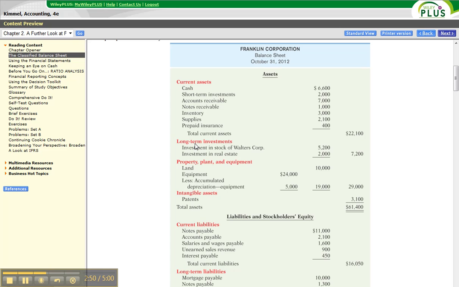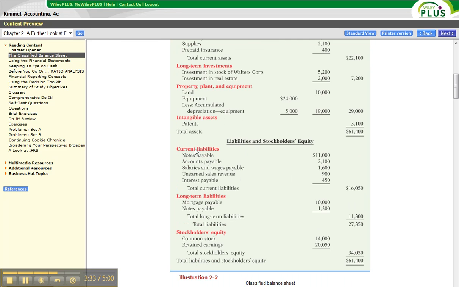So after current assets come long-term or long-lived assets, long-term investments. Again, these are stocks and bonds or real estate or whatever a company's investing in, but the key is these assets are not used in the business itself. They're simply ways for a company to invest their excess cash. Property, plant, and equipment are long-lived assets that are used in the business. So land, equipment. We'll get into what accumulated depreciation is later. Patents and lots of other examples of intangible assets exist too. These are long-lived assets, but they don't have a tangible nature. You can't touch them, but they have value.